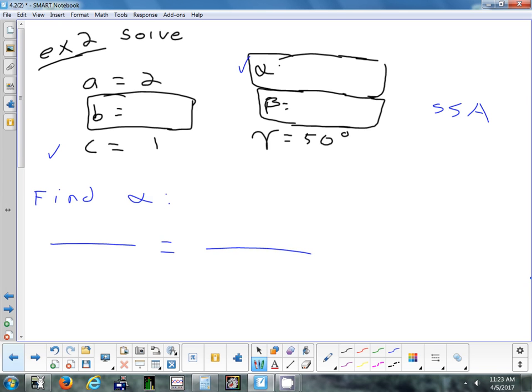Okay, and we're going to set it up as sine of 50 over 1. Technically, if it's over 1, you don't even need to write over 1, because dividing by 1 doesn't change it. And then on the other side, Becky, what are we going to have on the other side? Yep, sine alpha over 2.